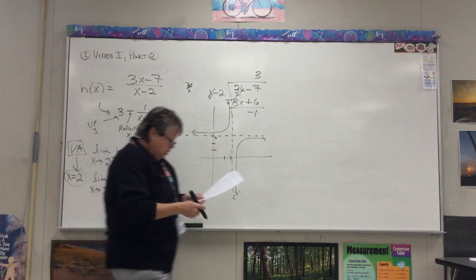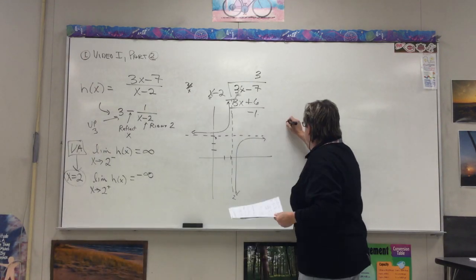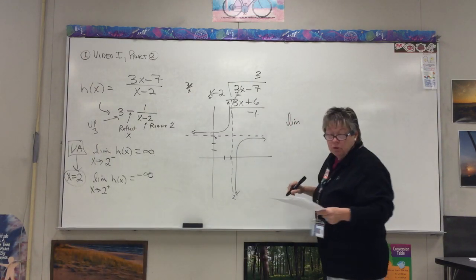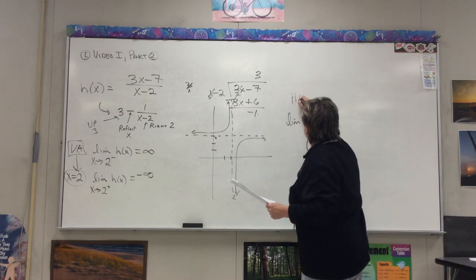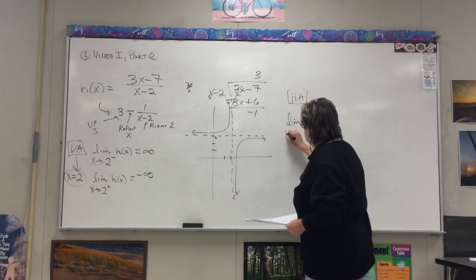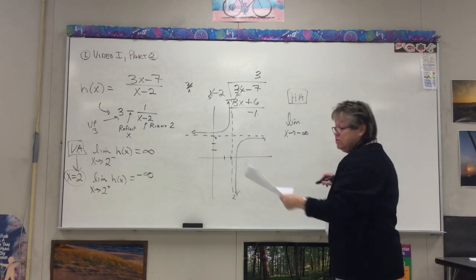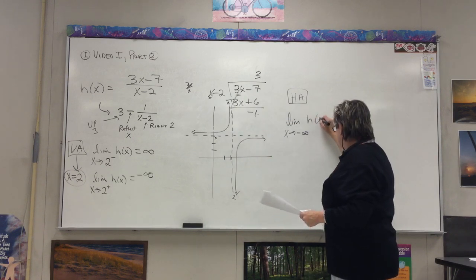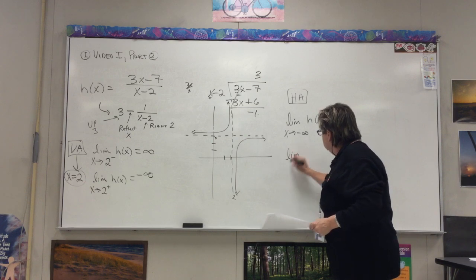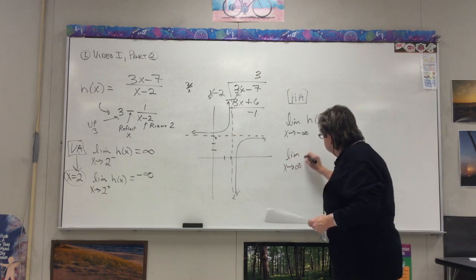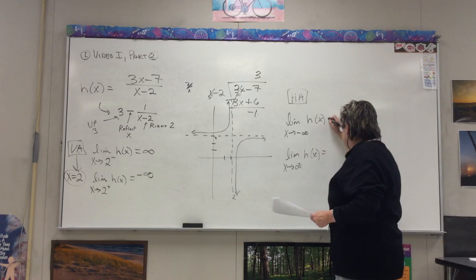All right, so the other part is to check the end behaviors. Okay, we're looking for a horizontal asymptote, so we're checking for HA. So we do the limit as x goes to negative infinity, so to the left, what's happening out there for h of x, and the limit as x goes to positive infinity of h of x.